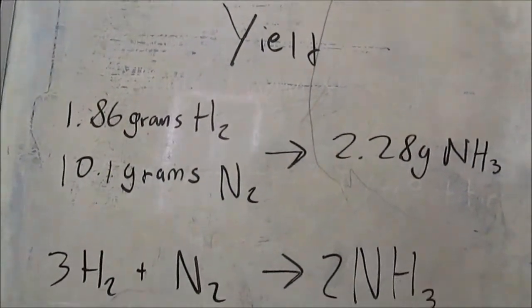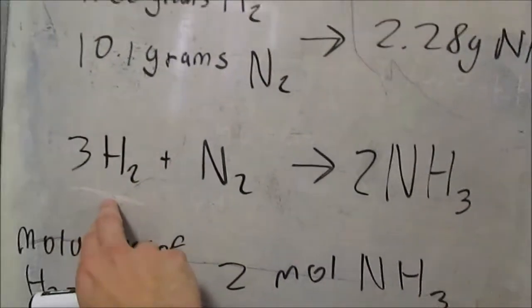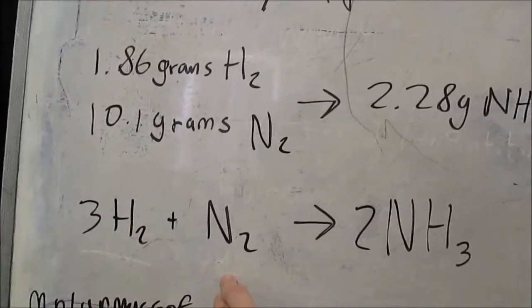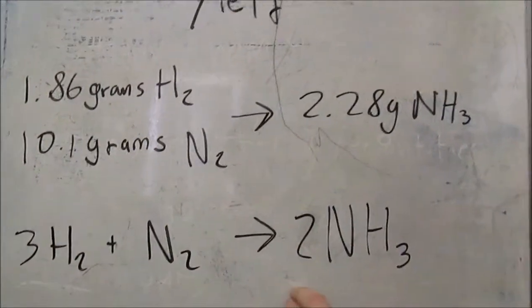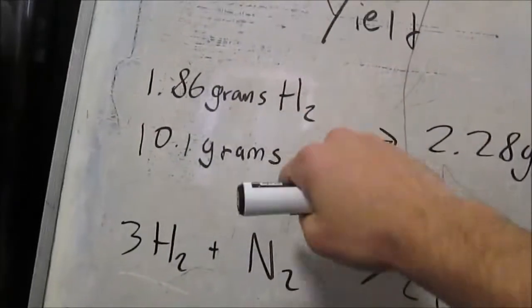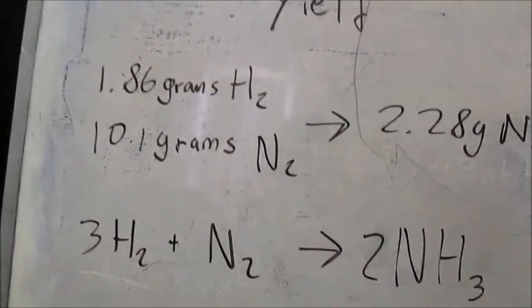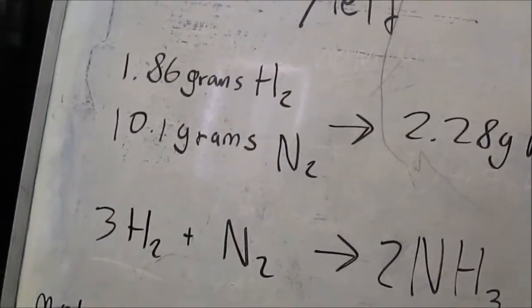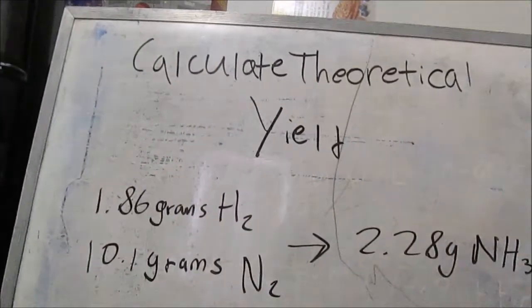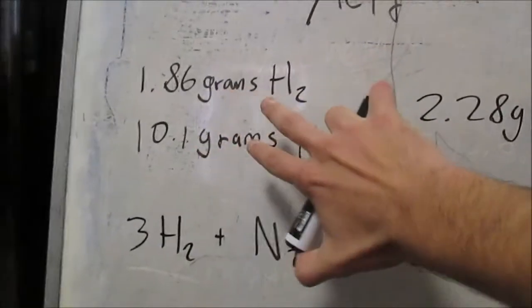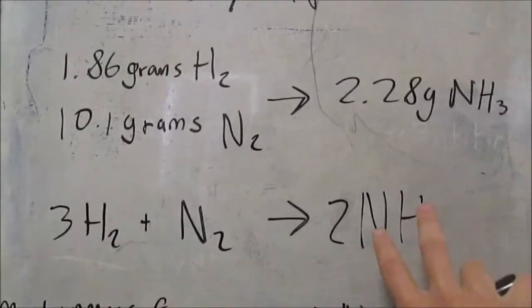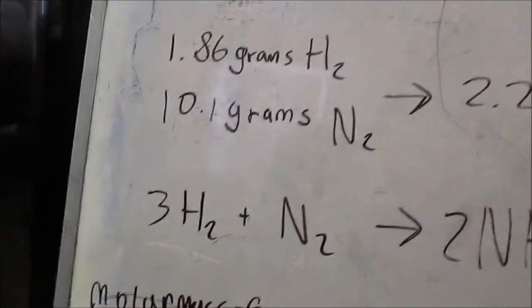So we're given a reaction: 3 moles of hydrogen plus 1 mole of nitrogen yields 2 moles of ammonia. And we're given amounts of materials to work with, 1.86 grams of hydrogen and 10.1 grams of nitrogen. So the theoretical yield asks us, given this amount of material, how much ammonia can we create in mass?